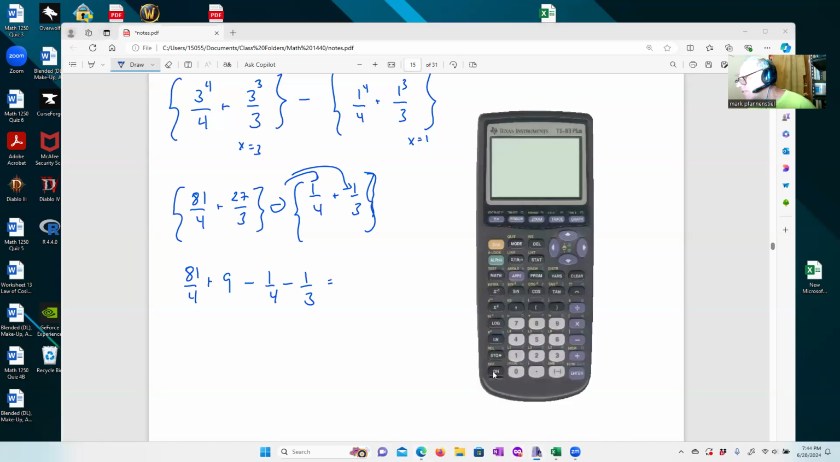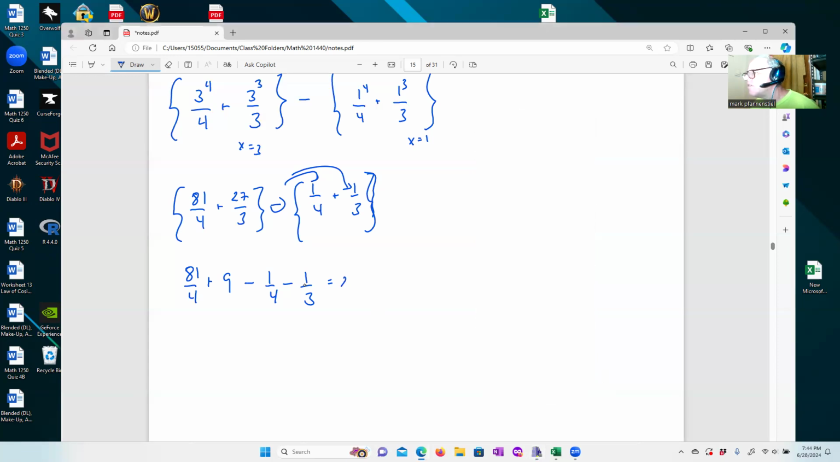Now, the calculator I have is a little bit more advanced than the one they're allowed to use, okay, but a basic scientific calculator will pretty much suffice for everything that you need. So we have 81 divided by 4, okay, plus 9, minus 1 divided by 4, minus 1 divided by 3. And say enter, and we ended up with 28 and 0.67.